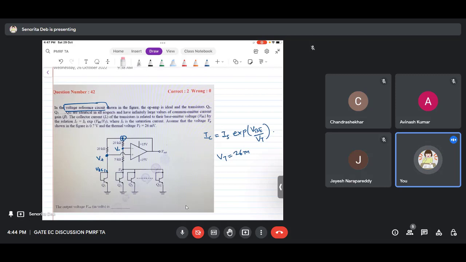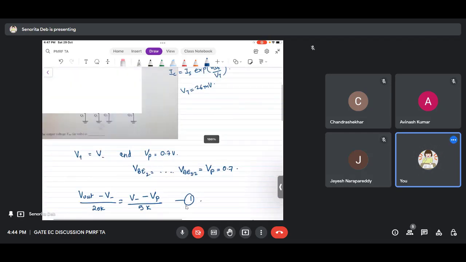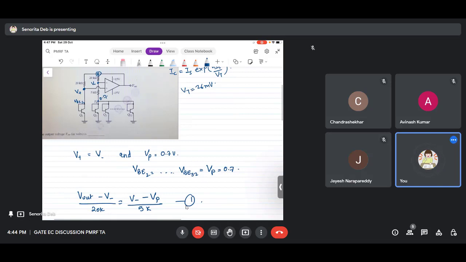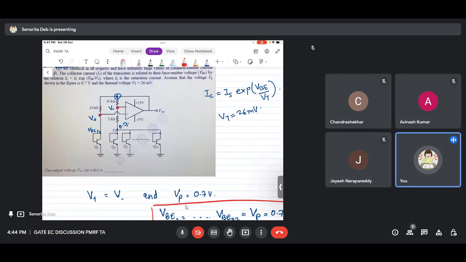The assumption is that VP will be 0.7. If VP is 0.7, then all these transistors from Q2 to Q32 are biased with this 0.7 volts, so VBE from 2 to 32 are all 0.7 volts, right? These two terminals are the op-amp terminals, plus and minus, so they will be equal to each other. Now if I find one of the voltages, I can find the other one. So let me see what we can do.